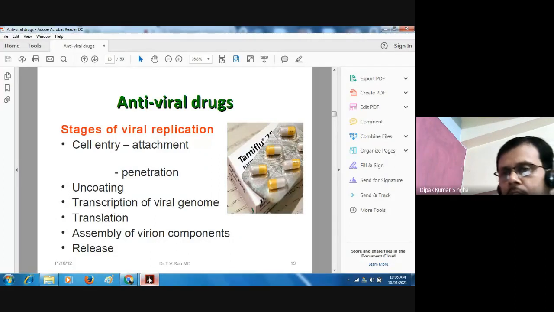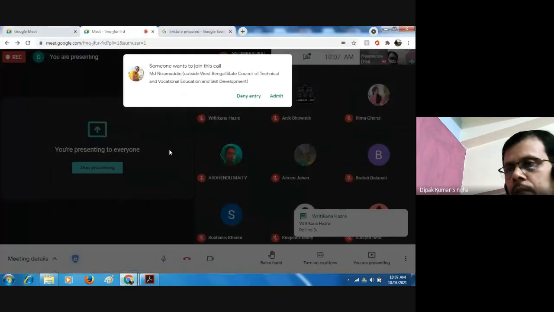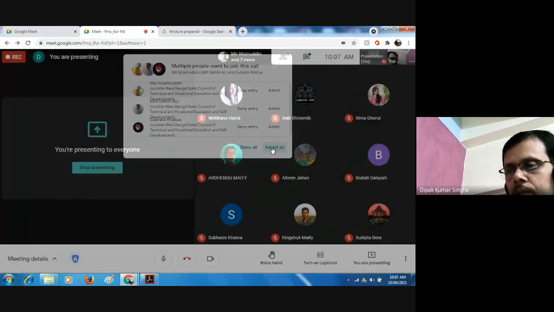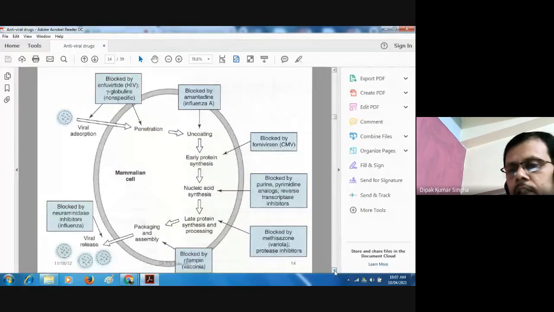First is the cell entry. That means attachment of the virus to the cell, then penetration into the cell, then uncoating, transcription of the viral genome, and finally translation of the protein. A particular protein will be synthesized that will produce the disease or viral infection, and then assembly of the virion. The virion is the component which basically produces the viral disease, and finally release. This is the basic mechanism by which the infection is produced.